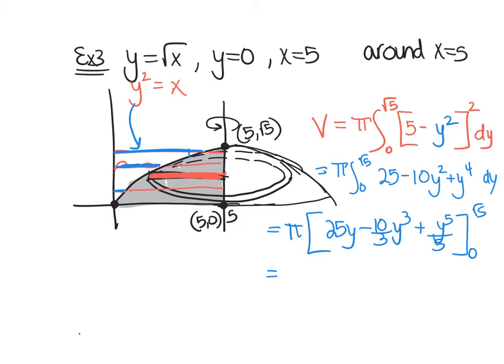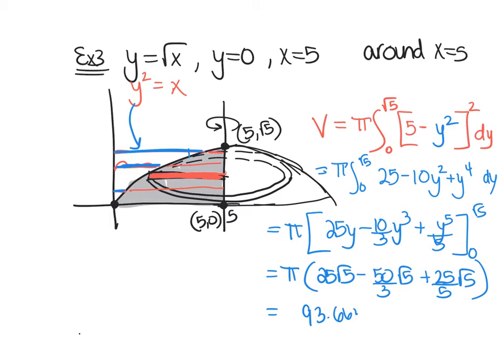Okay, so when we plug in our radical 5, we get pi times 25 radical 5 minus 50/3 radical 5 cubed, which gives us 5 root 5. When we take radical 5 to the 5th power, that's going to leave us with 25 over 5 radical 5. And we can simplify that, but let's just go ahead and throw it in our calculator. And you should get your volume to be 93.664.